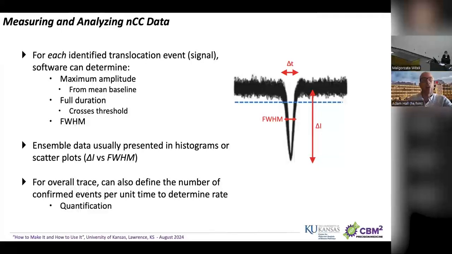So when you put all these data together, now you actually start to get population information, but you still have the data at the single molecule level. And so the ensemble data is a grouping of all these things, but for the overall trace, we can also define the number of events and therefore get that quantification we started this presentation talking about, so to get the rate.